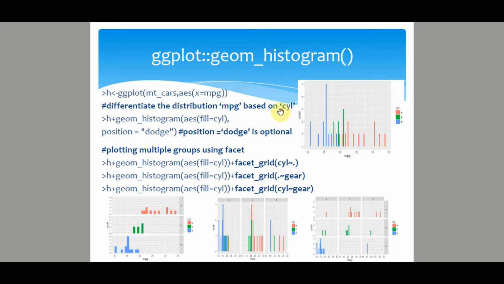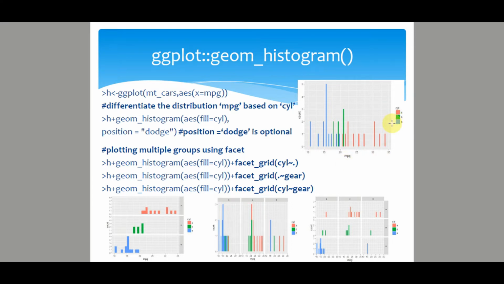Save the x variable, for example mpg, in the R object h. Now, to add a second variable in the histogram, for example differentiate distribution of mpg based on cyl, use aes fill is equal to cyl in the histogram function. Then, we can see in the diagram, we illuminate two variables using histogram.